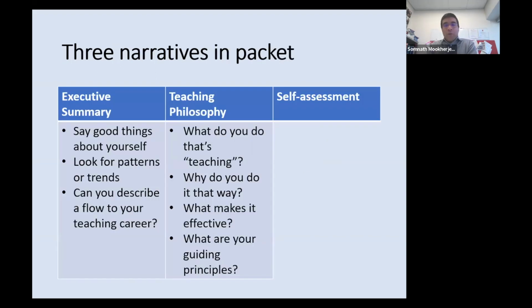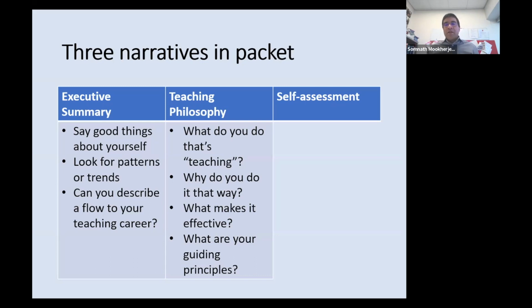Okay, any questions about the executive summary before I talk about the teaching philosophy? And by the way, I'm happy to look at anyone's teaching portfolio draft or any components of this and give feedback, which I do for a lot of folks. Happy to do it for you as well.